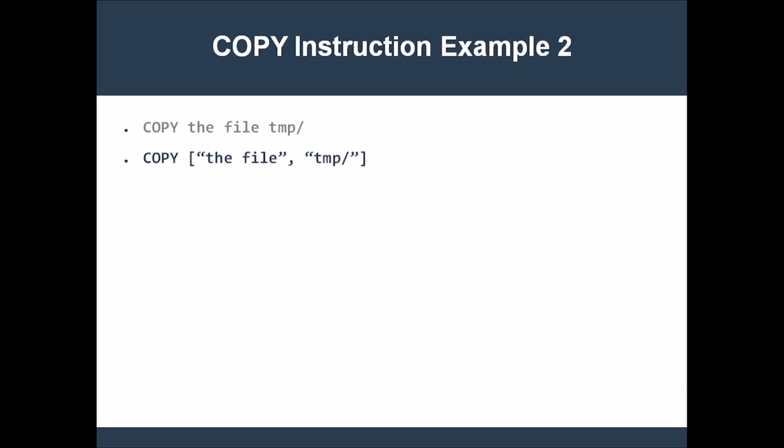In the first instruction, both files are treated as sources to be copied over to temp. This is because the copy instruction can copy multiple files at once. In the second instruction, the source is a single file with a space in its name.